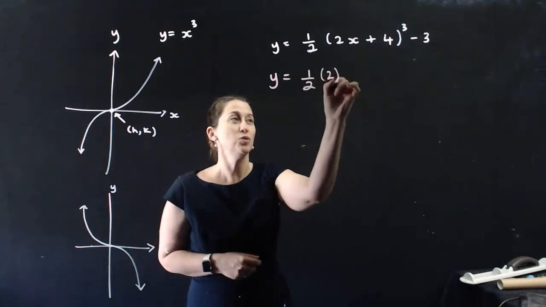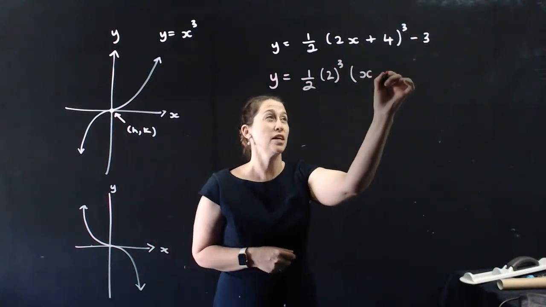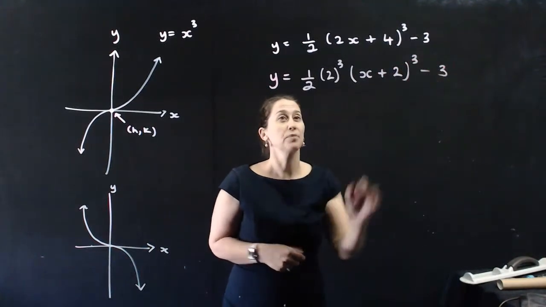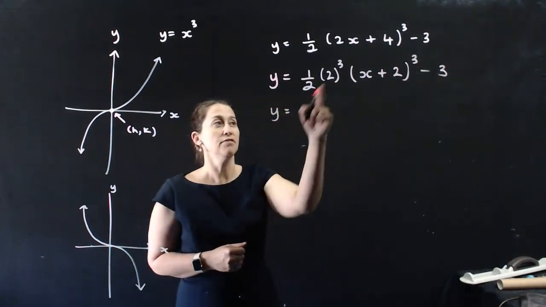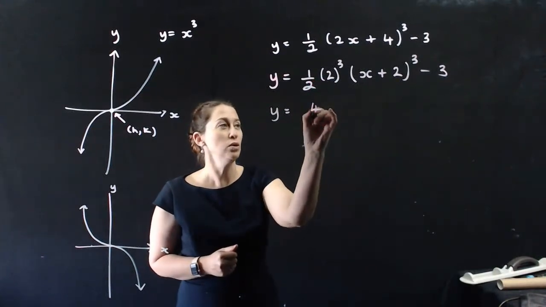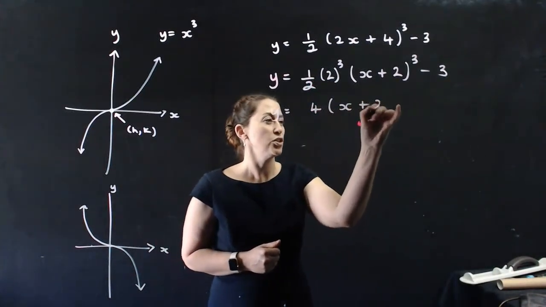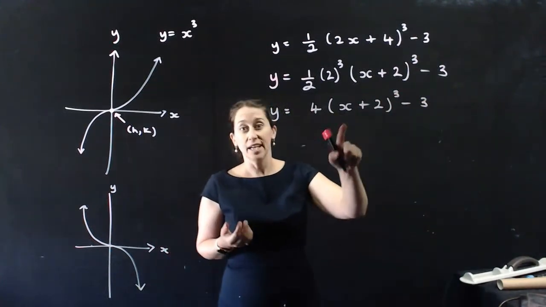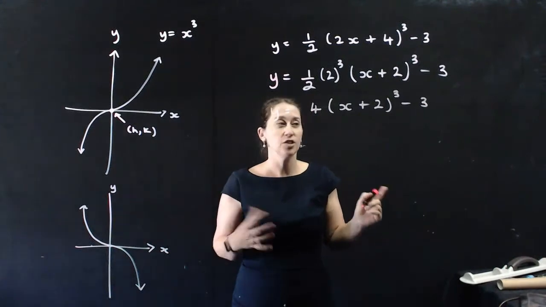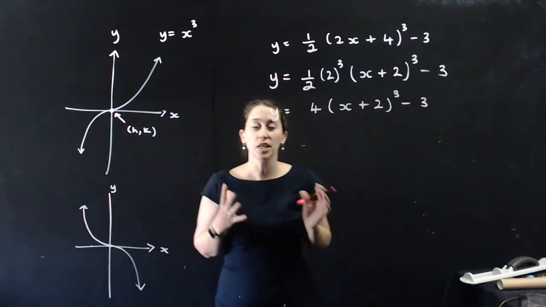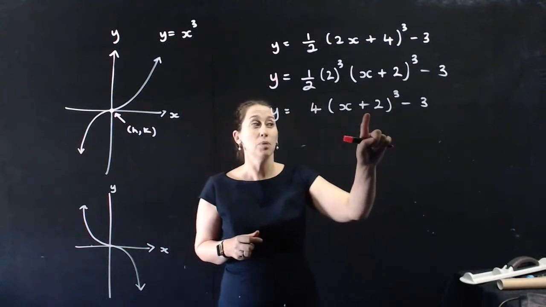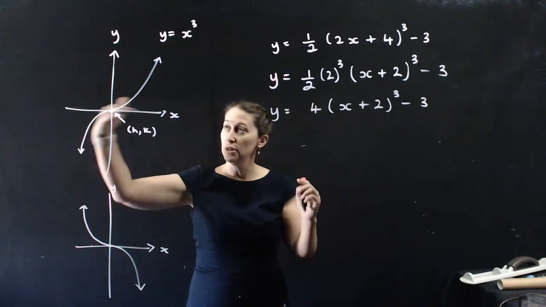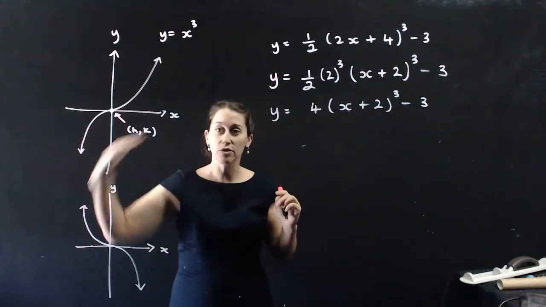I'm pulling out the 2 as though it's 2, but it's 2 cubed, leaving x divided by 2 is +2 cubed minus 3. Now we can work this out. So a half of 8, because 2 cubed is 8, is 4. Multiply by x plus 2 all cubed minus 3. Now this is in the form of y equals a bracket x minus h all cubed plus k. So we can see that the point of inflection is now at -2, -3, and the dilation factor is 4, which is a positive number, so we're dealing with this kind of direction for our cubic.